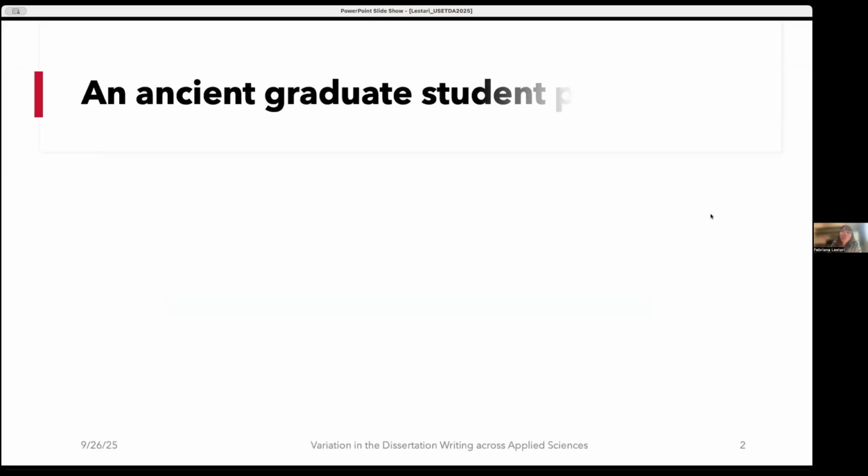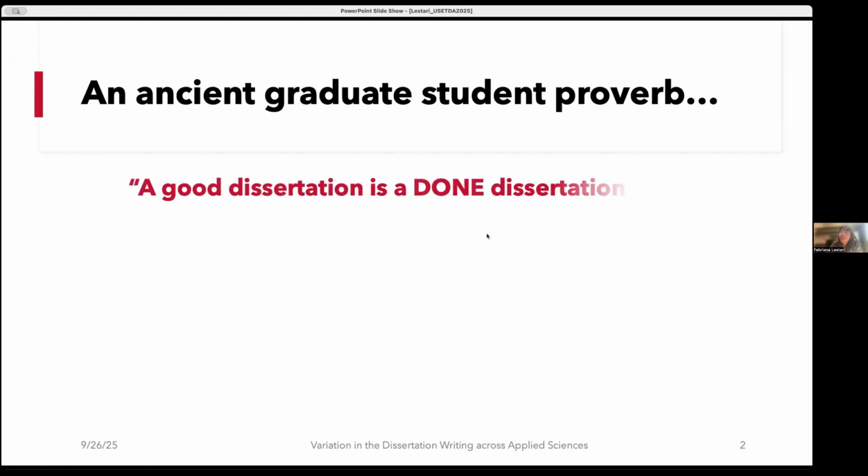So I'm a PhD student myself, and I am writing my own dissertation, and I often ask for some advice from my seniors and also some professors. And I often heard that they told me, hey, a good dissertation is a done dissertation. But this leaves me with a question, what does it mean by the done dissertation in terms of the context and also linguistically?